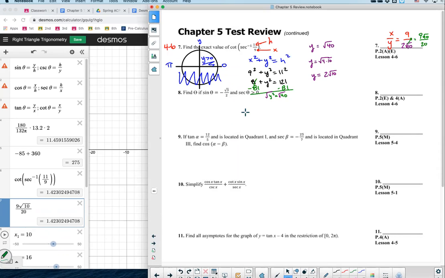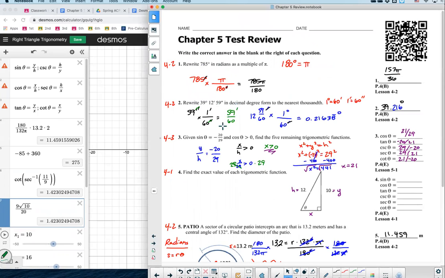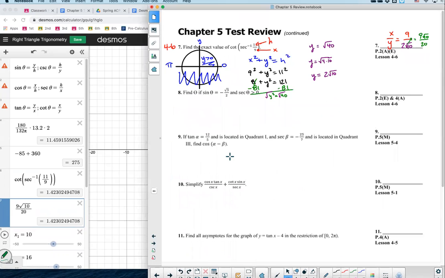All right, now number 8, we already did one very similar. I did this on number 3. So I'll just let you know this is like number 3, and it was found off of lesson 4.3 here. So I'll just say like number 3. And you can go back and look at that one.